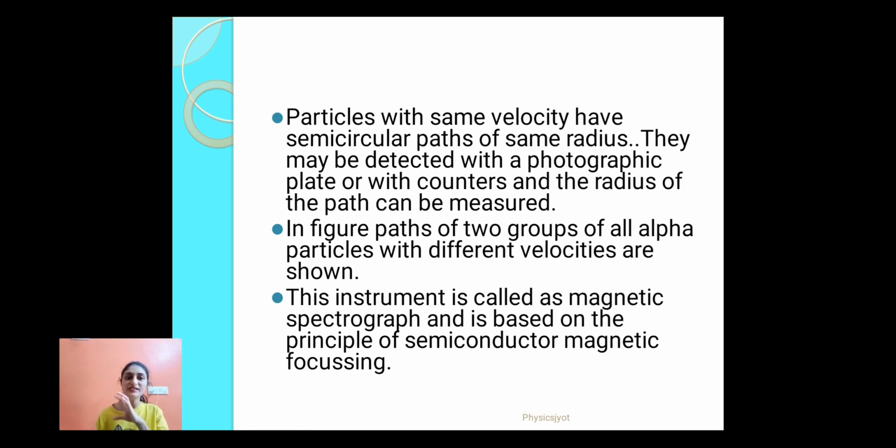So particles with the same velocity have semicircular paths of the same radius. They may be detected with a photographic plate or with counters, and the radius of the path can be measured. In the figure, paths of two groups of alpha particles are shown, group A and group B. This instrument, which is used for calculating the velocity of alpha particles, is called a magnetic spectrograph, and is based on the principle of semicircular magnetic focusing.